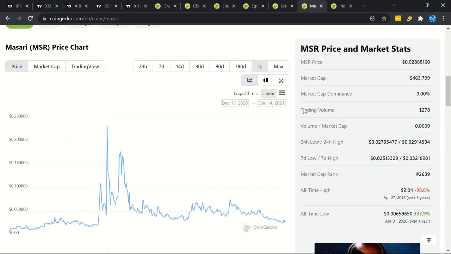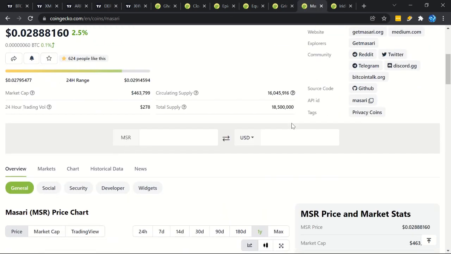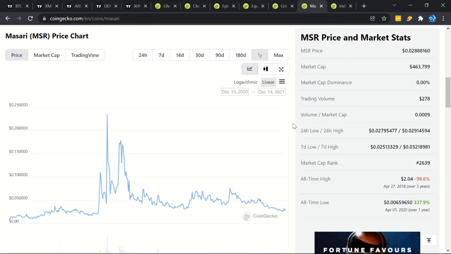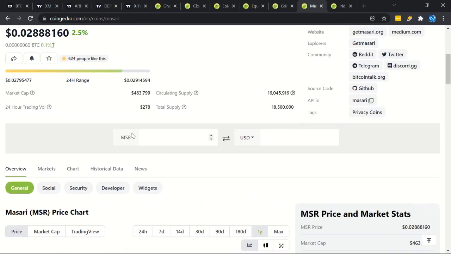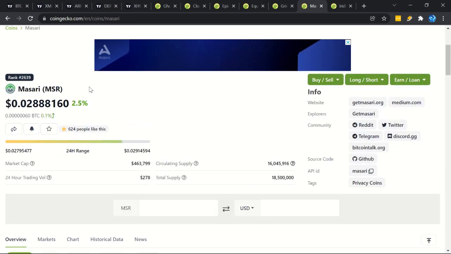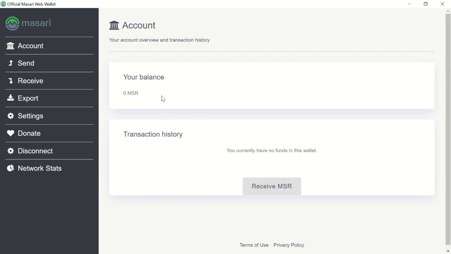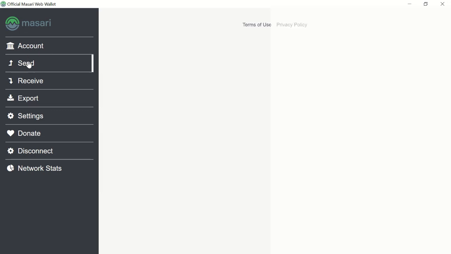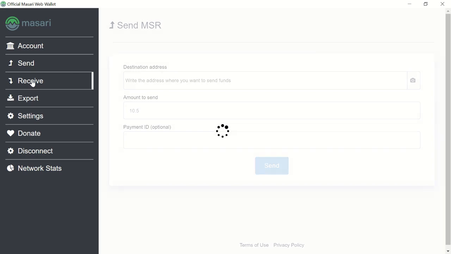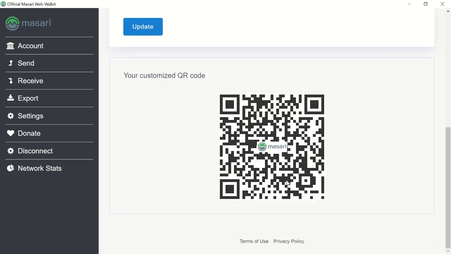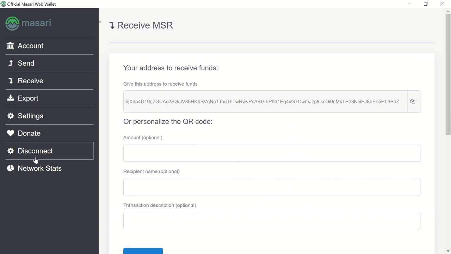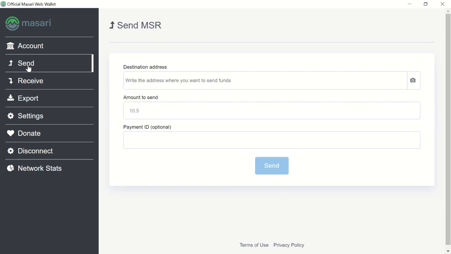So this is one point I wanted to make here. This market cap, less than $1 million, less than $500,000 here. Masari. This wallet looks great, honestly. You have the account, send, it's very clean, receive, nice QR code. It's very simple here. So not a lot of features, but it's super clean, super intuitive.